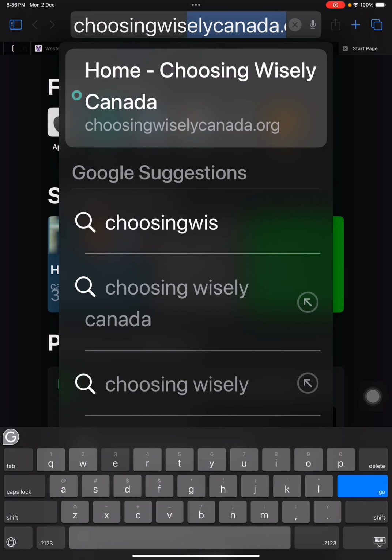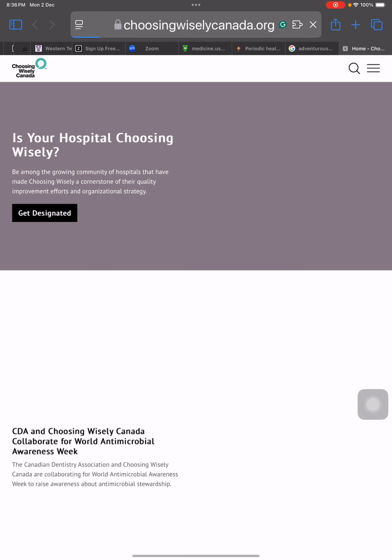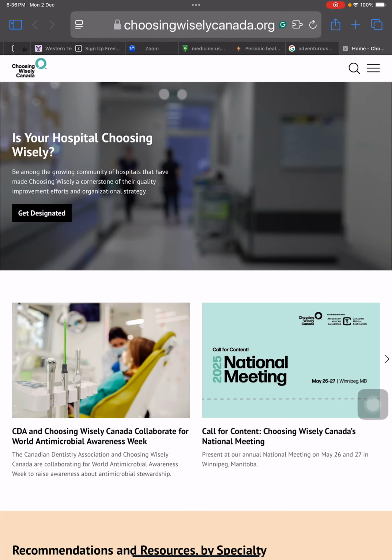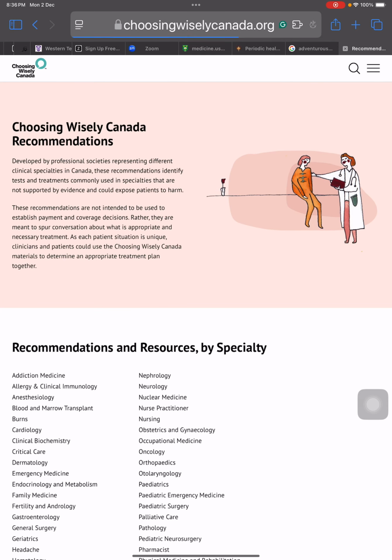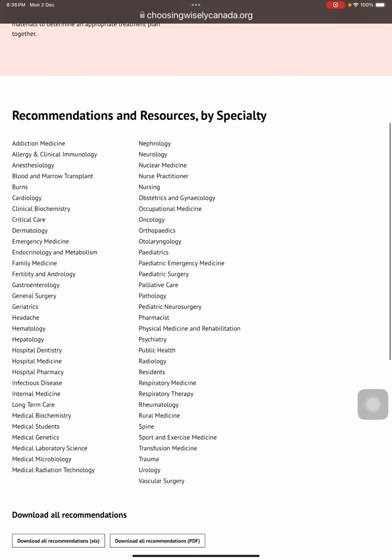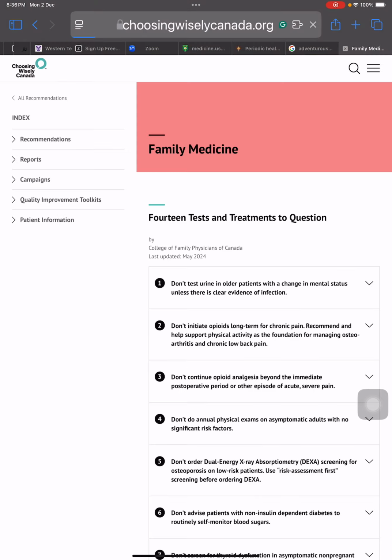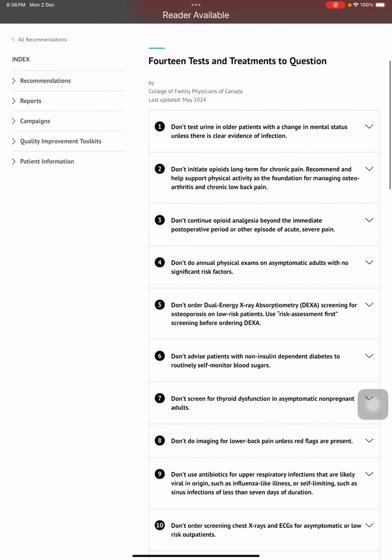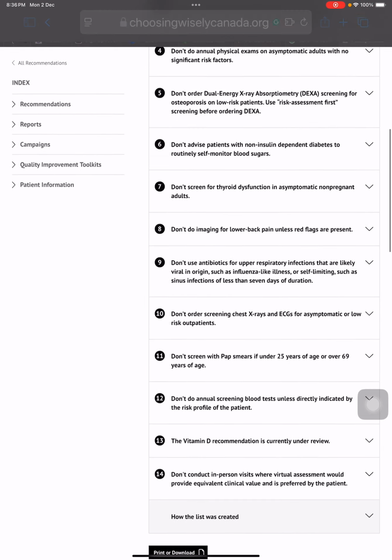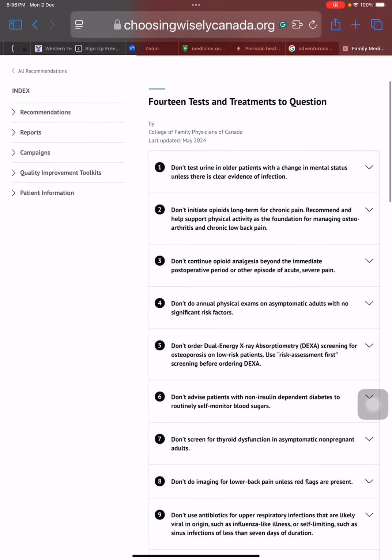Okay, Choosing Wisely Canada. So let's say you have opened this website, and now on the right corner you see this. Now you go to the recommendations. In the recommendations you see everything. Now we're doing family medicine, so let's do it quickly. These are the recommendations. There are a total of 14 recommendations that we can quickly go over.